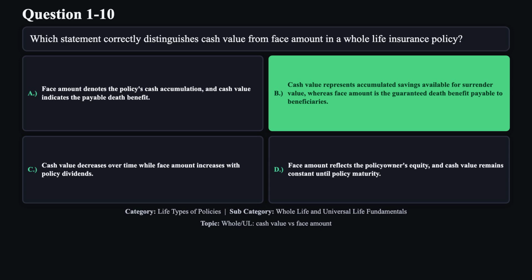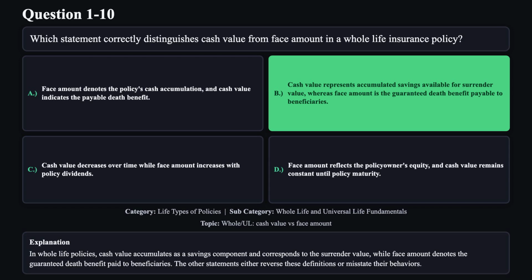The correct answer is B. In whole life policies, cash value accumulates as a savings component and corresponds to the surrender value, while face amount denotes the guaranteed death benefit paid to beneficiaries. The other statements either reverse these definitions or misstate their behaviors.